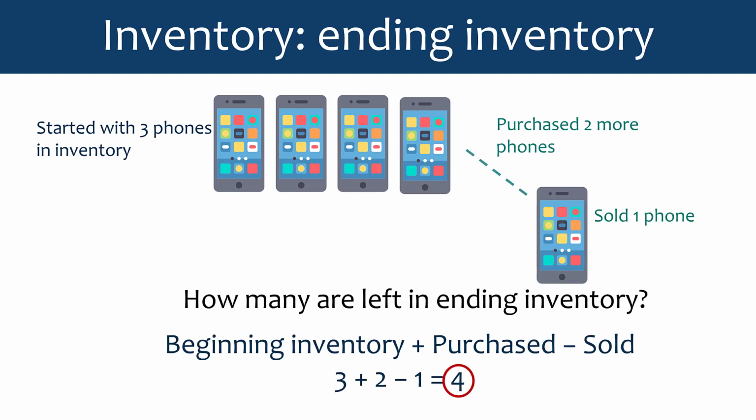Next up, we'll look at ending inventory. Let's say we had 3 phones in beginning inventory and purchased 2 more phones, so we had 5 phones available for sale. If we sold 1 phone, then we would have 4 phones left in ending inventory. So far, so good, right? This makes sense.